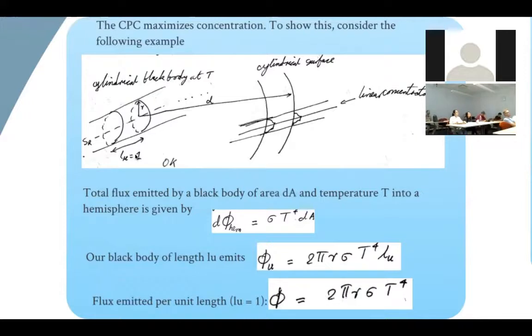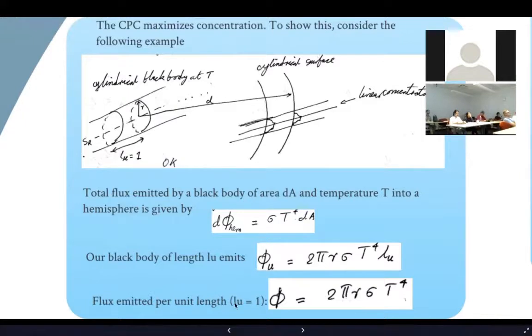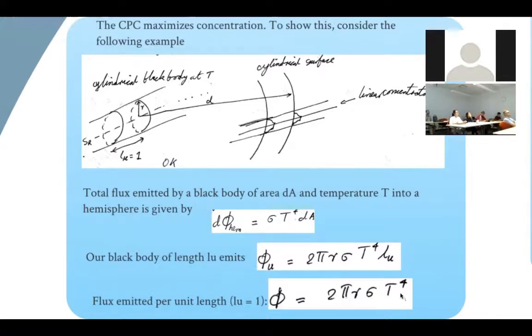We're going to set it to 1 shortly, but let's assume it's Lu. Then dA becomes 2 pi r Lu. That is the surface area of a cylinder. So 2 pi r is the circumference multiplied by Lu gives us the surface area of the cylinder. So dA can be replaced now by 2 pi r times Lu, times sigma T raised to 4. So that's now the flux. Now we're going to look at the flux emitted per unit length, so we're going to set Lu equal to 1. Then the flux becomes 2 pi r sigma T raised to 4.